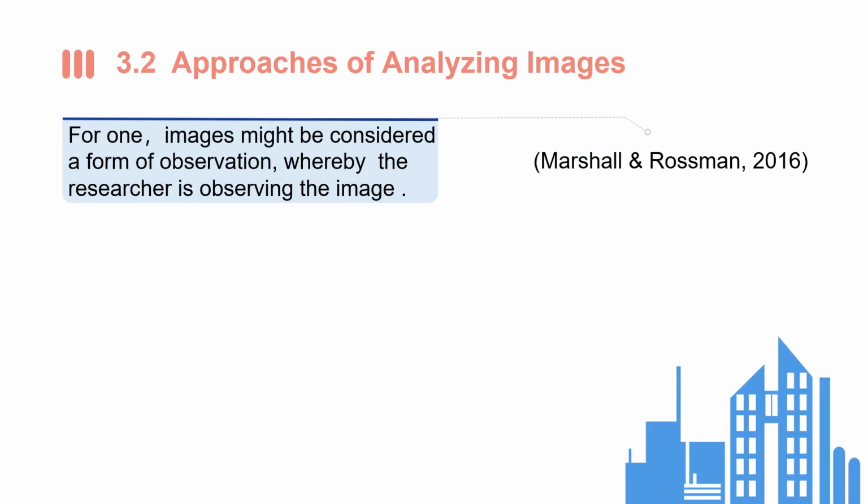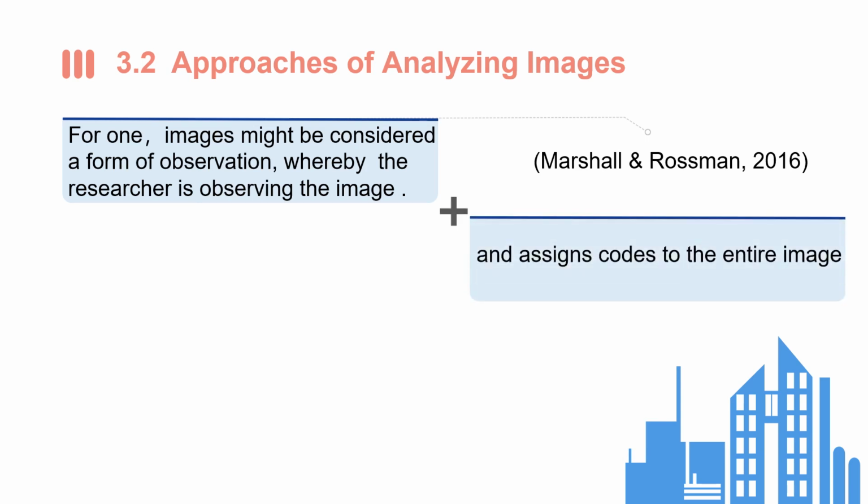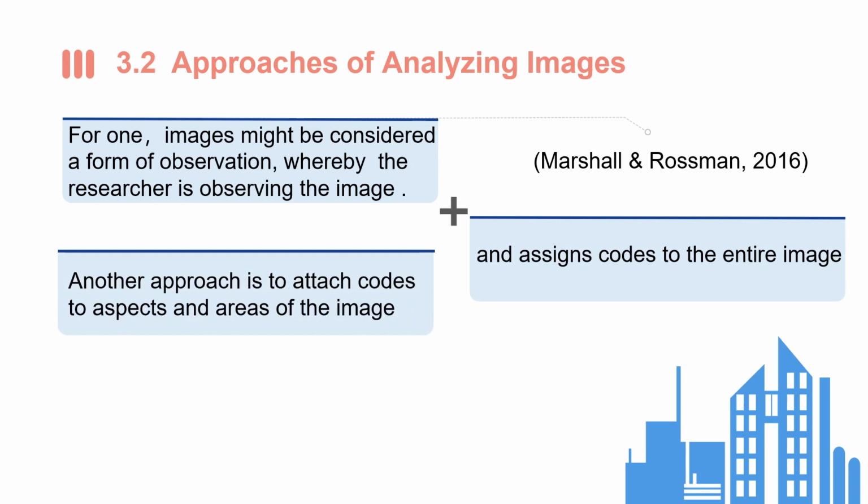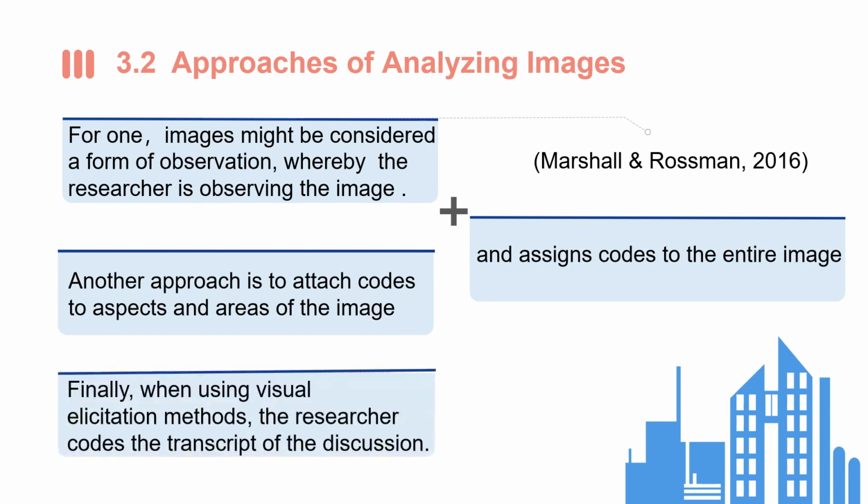Secondly, let's talk about approaches of analyzing images. For one, images might be considered a form of observation, whereby the researcher is observing the image and assigns codes to the entire image. Another approach is to attach codes to aspects and areas of the image. Finally, when using visual elicitation methods, the researcher codes the transcript of the discussion.